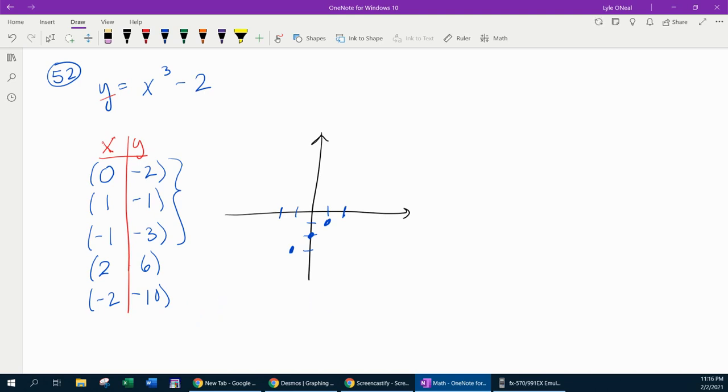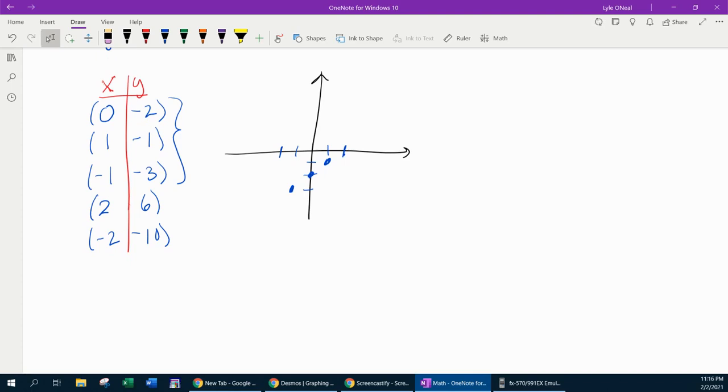And then let's plot those points and see what we've got. 1, 2, 3, 4, 5, 6. If I go over to 2, I'm up at 6. Uh-oh, I'm going to have to extend my line down here some. 1, 2, 3, 4, 5, 6, 7, 8, 9, 10. At negative 2, I'm at negative 10.